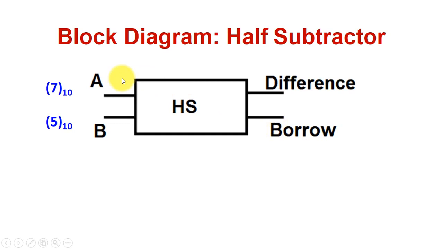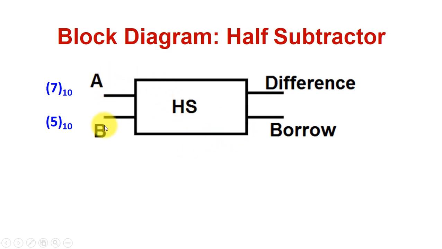Now let us take an example to understand how the two inputs will ultimately be translated into the difference and borrow. First of all, let us take an example here for better understanding. I am focusing on the decimal value. So let us assume that A has a decimal value 7 and B has a decimal value 5, and there is a half subtractor working over here.